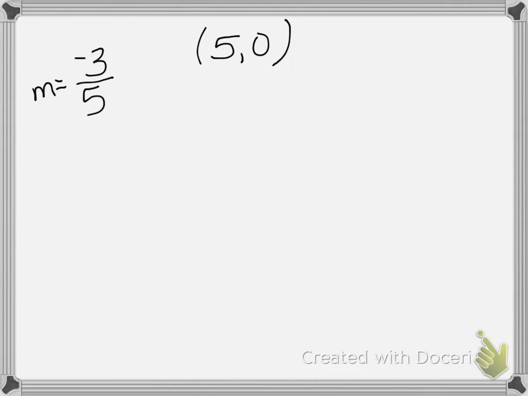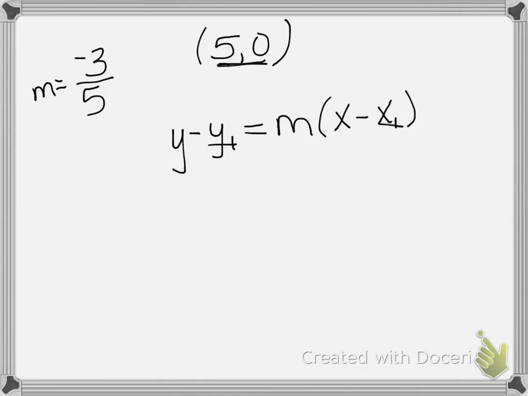Or, since we have the point and the slope, we could use point-slope form, which is y minus y1 equal to the slope times x minus x1, where the x1 and the y1 are the ordered pair that we were given. They're the coordinates of the point we were given. And then this x and this y, they're just variables. We're not trying to plug anything in for those. And we know the slope is negative 3/5.